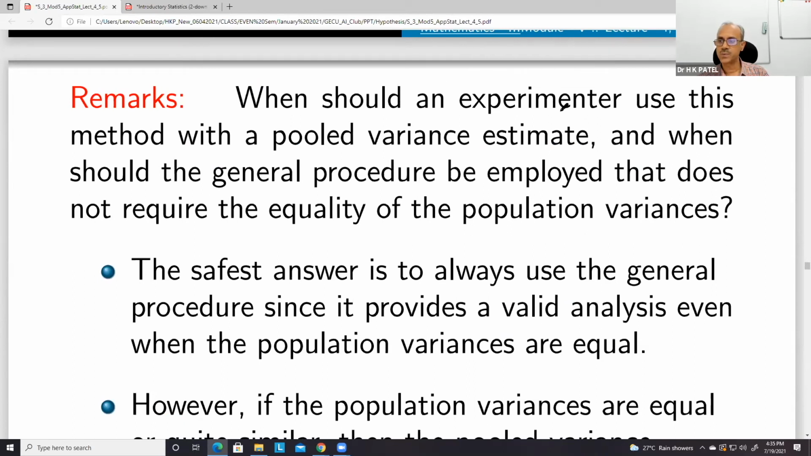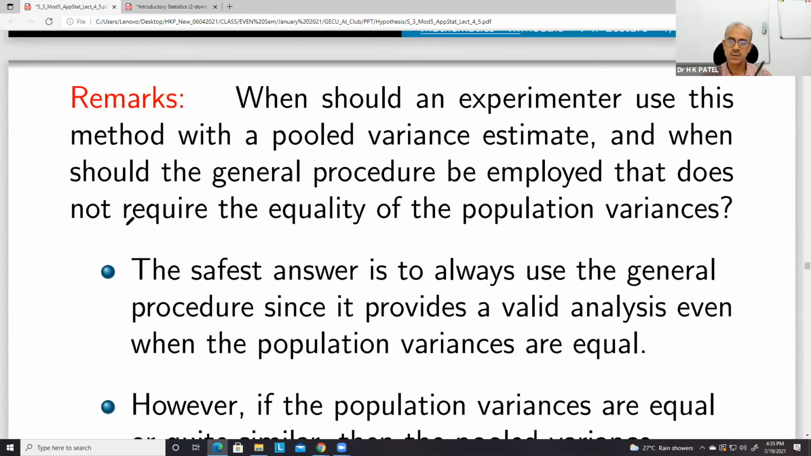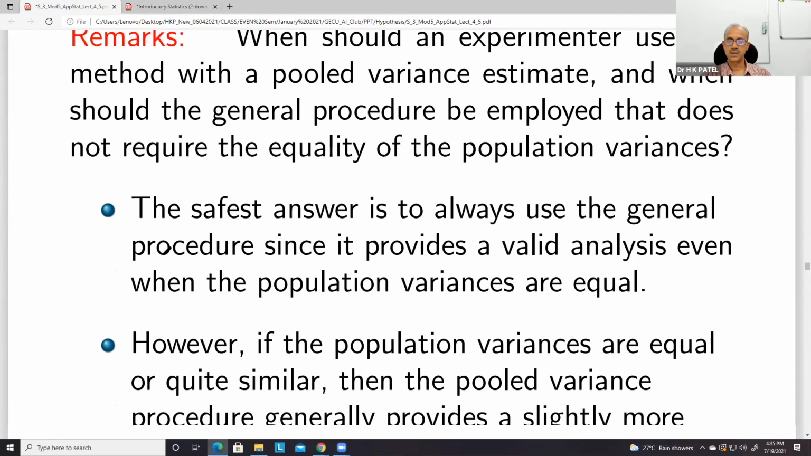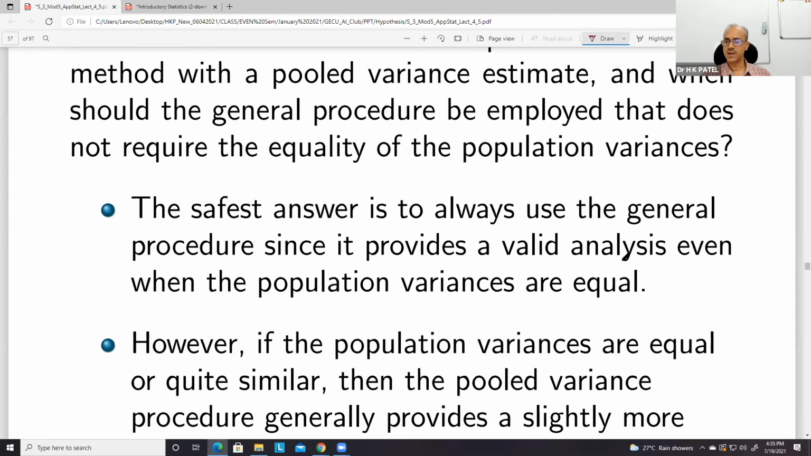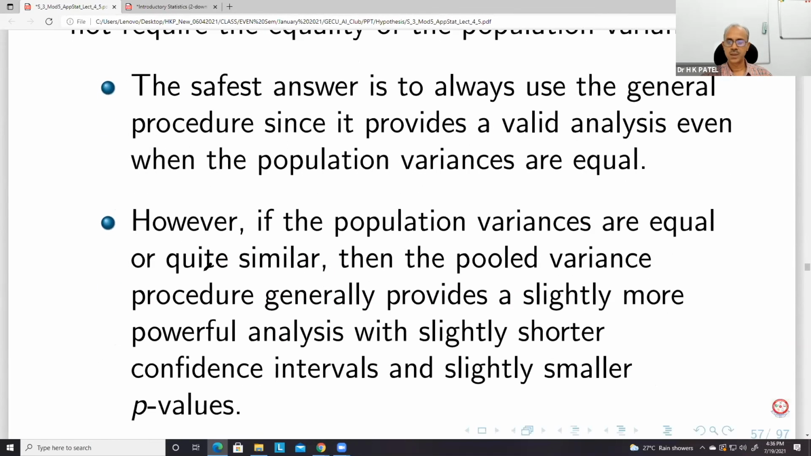So when should an experimenter use this method with a full variance estimate? And when should the general procedure be applied, which does not require the equality of two population variances? The safest answer is to always use the general procedure, since it provides a valid analysis even when the population variances are equal. Even if you know that population variances are equal, you can use the general methods, no problem.